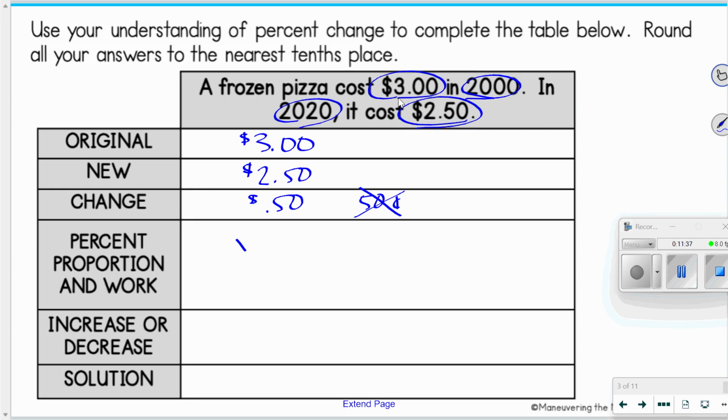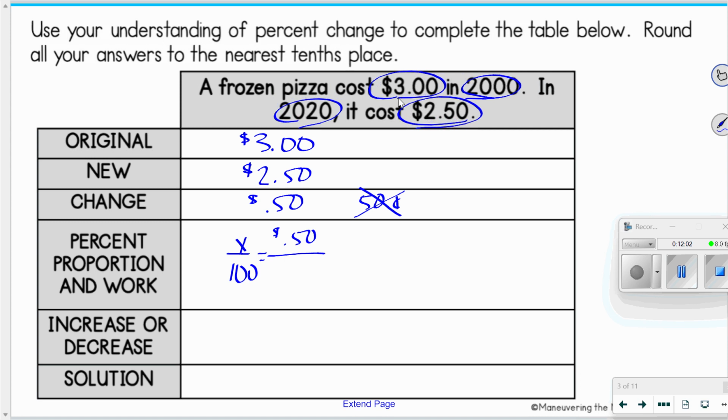Do I know my percent? No, it's what I'm solving for. Guys, do you see how I put this every time? Have you ever seen me not do it? No. So should you do this? Yes. This is a best practice, okay? Now I'm going back to the formula saying what goes on top. The change, which was 50 cents. What goes on the bottom?